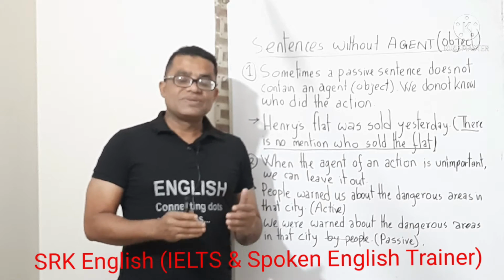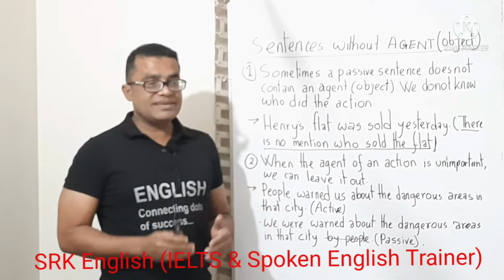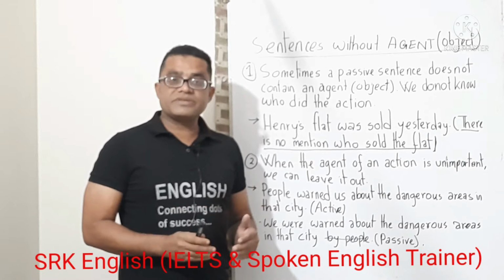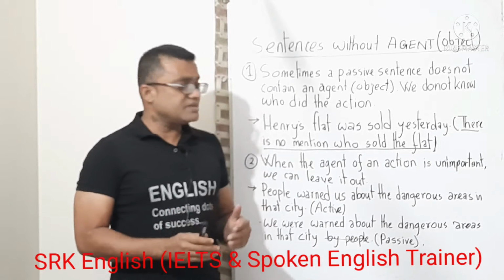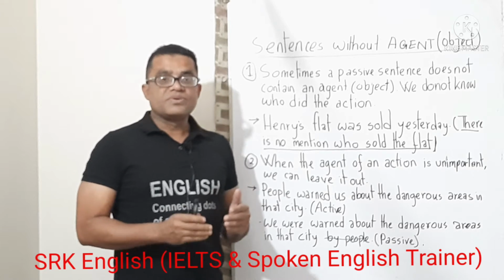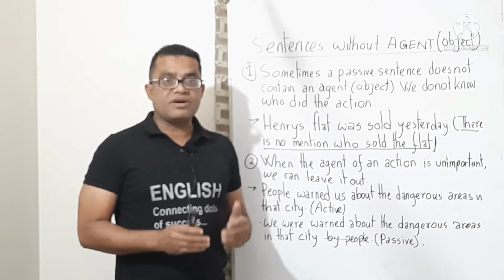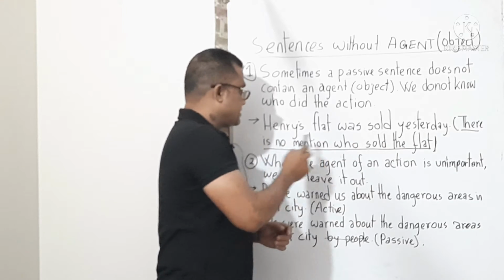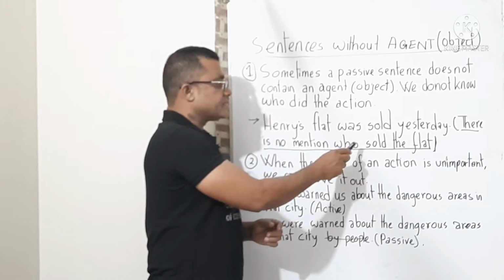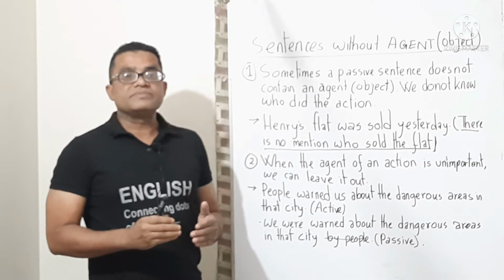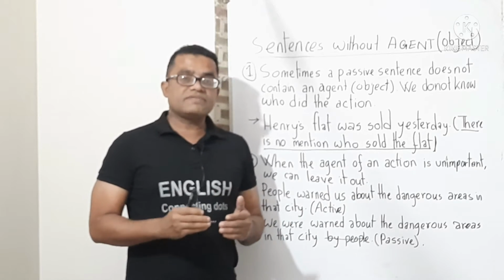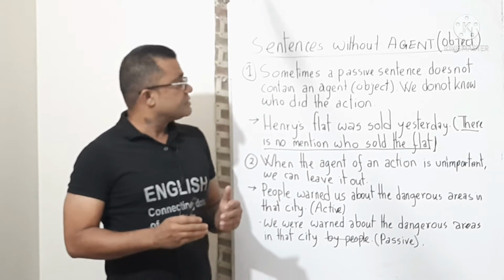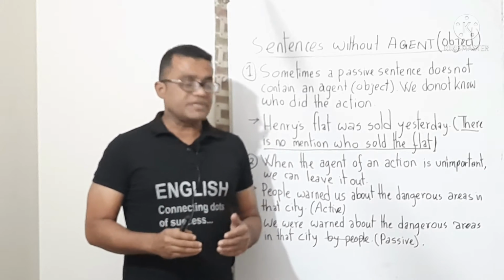Dear students, don't fall in the trap. The sentence is Henry's flat was sold, but no mention who sold it. So this is a sentence which doesn't contain an agent or object. Henry's flat was sold yesterday. There is no mention who sold the flat, but the work is done. So these kinds of sentences don't have an object. This is called sentences without agent or object.